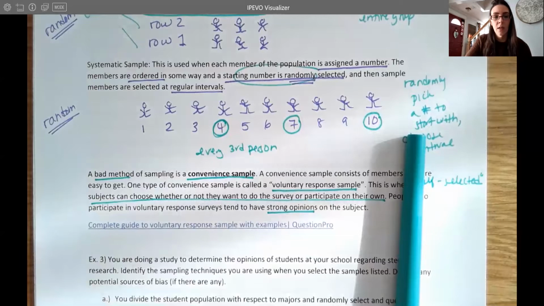A lot of times we see these on social media. So if you see surveys on social media that are just asking you for your opinion, again, those are voluntary response surveys. Usually they're on very passionate topics, things like gun control or abortion or immigration or police brutality. So people have strong opinions and they take those polls. So again, those polls may not represent the entire population. They may represent just that small group who has chosen to participate.